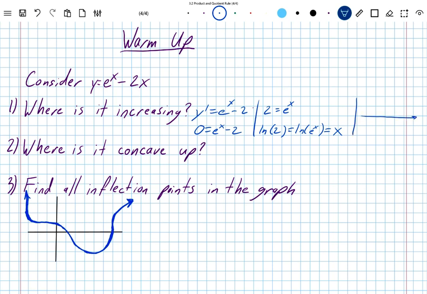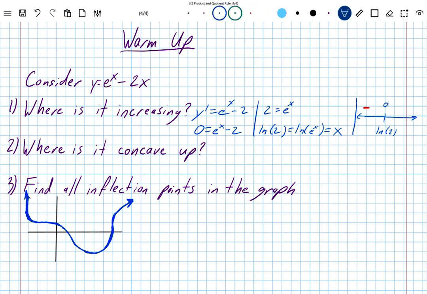So here's my little number line here. Sorry, natural log of 2. There we go. That would have been hard to figure out from a graph, that natural log of 2 is this magic place. If I were to take a number smaller than natural log of 2, say 0, I would get e to the 0 is 1, minus 2 is negative 1. So this is definitely going to be a negative over here. It's a 0 at natural log of 2.